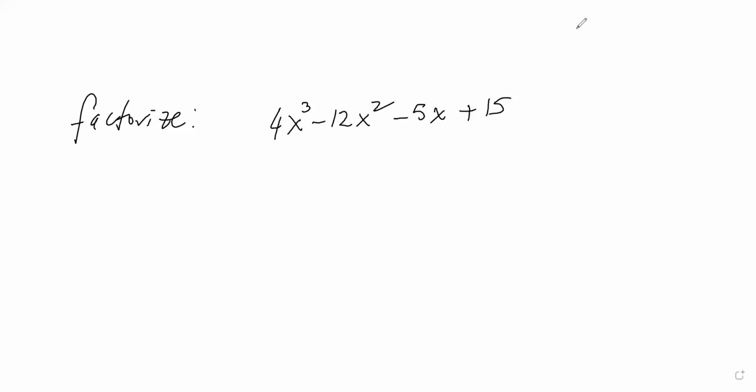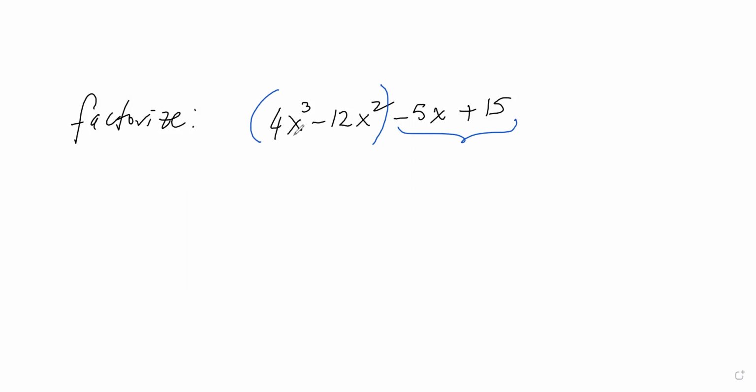Okay, so I'm going to factorize this polynomial and I'm going to use grouping. Since we have 4 terms, I can group these first two, and then I can group the last two. In each group, we'll pull out the greatest common factor.